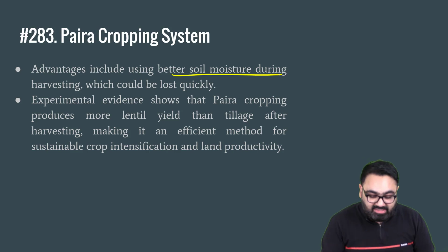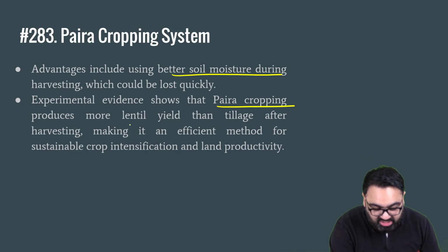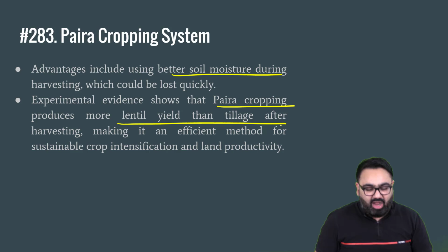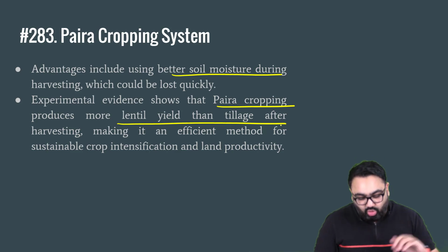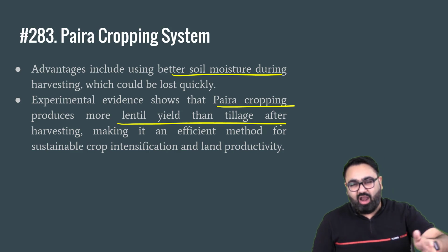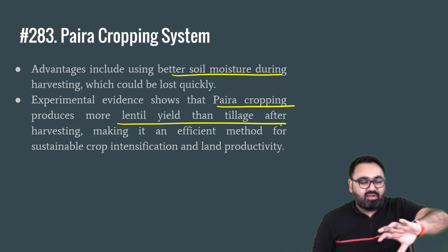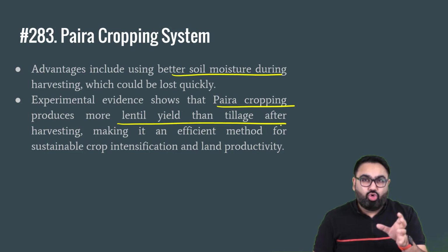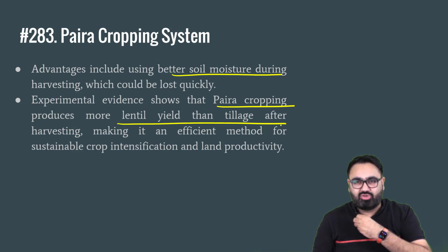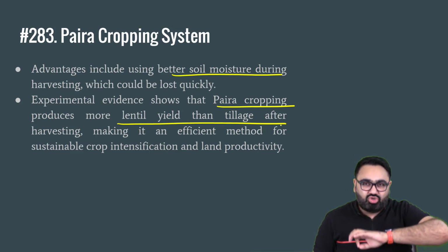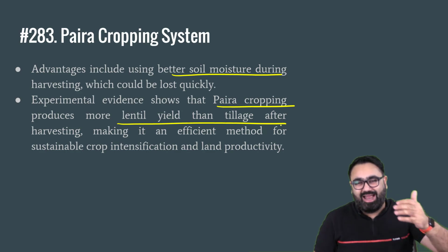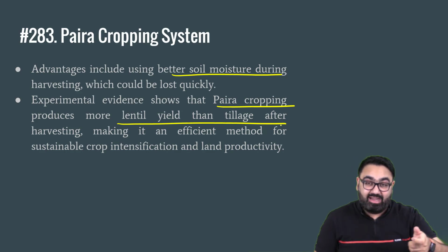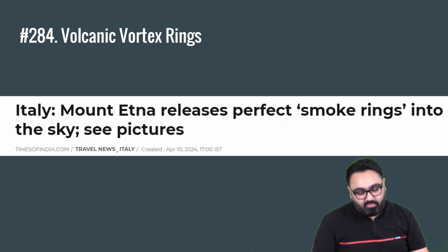This again to remember is a PIRA cropping system. It produces more lentil yield than after the tillage. So again, usually what happens, you harvest the rice, have an empty field and then start sowing the pulses. In this system, what you are doing, 2 weeks before the rice has to be harvested, you just use the land to start sowing pulse and oil seeds so that land can be utilized better.